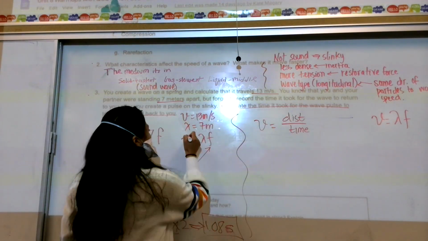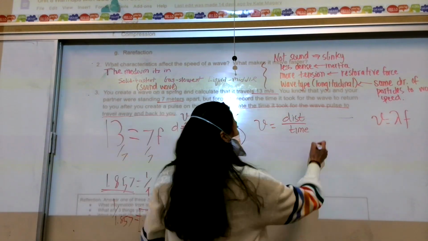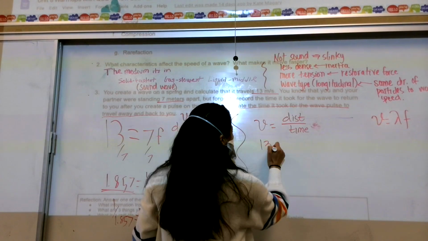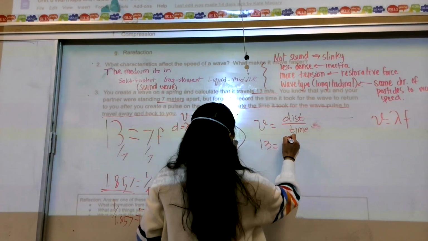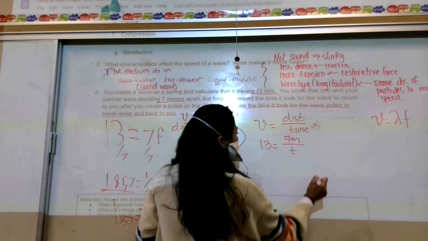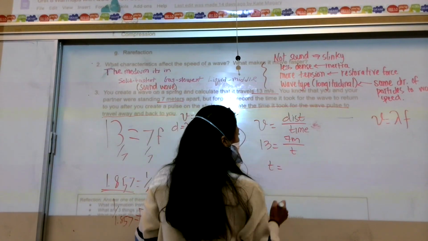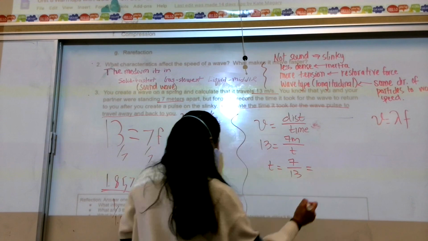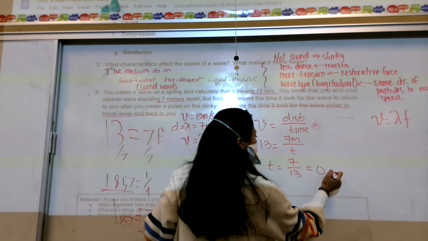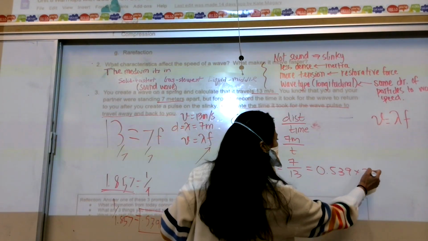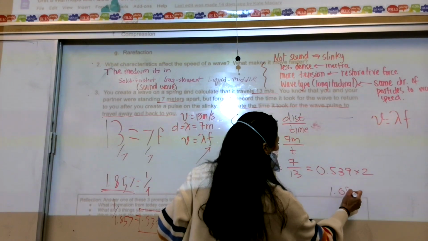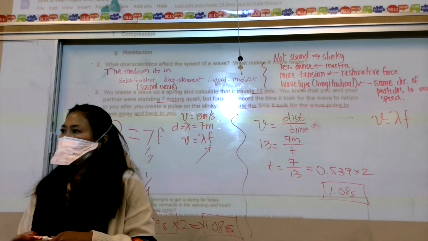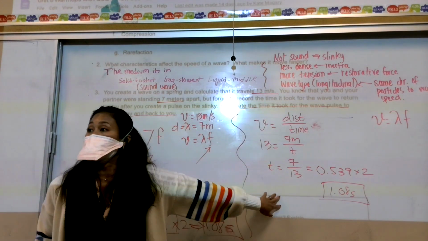Instead of wavelength, our lambda is equal to distance. And so if I did this calculation, 13 is equal to 7 meters over time. My time would equal 7 over 13, which is equal to 0.539. Of course, you have to double it, and you still get the same answer. So either method gets you the same answer. This is the method I would have done as well.